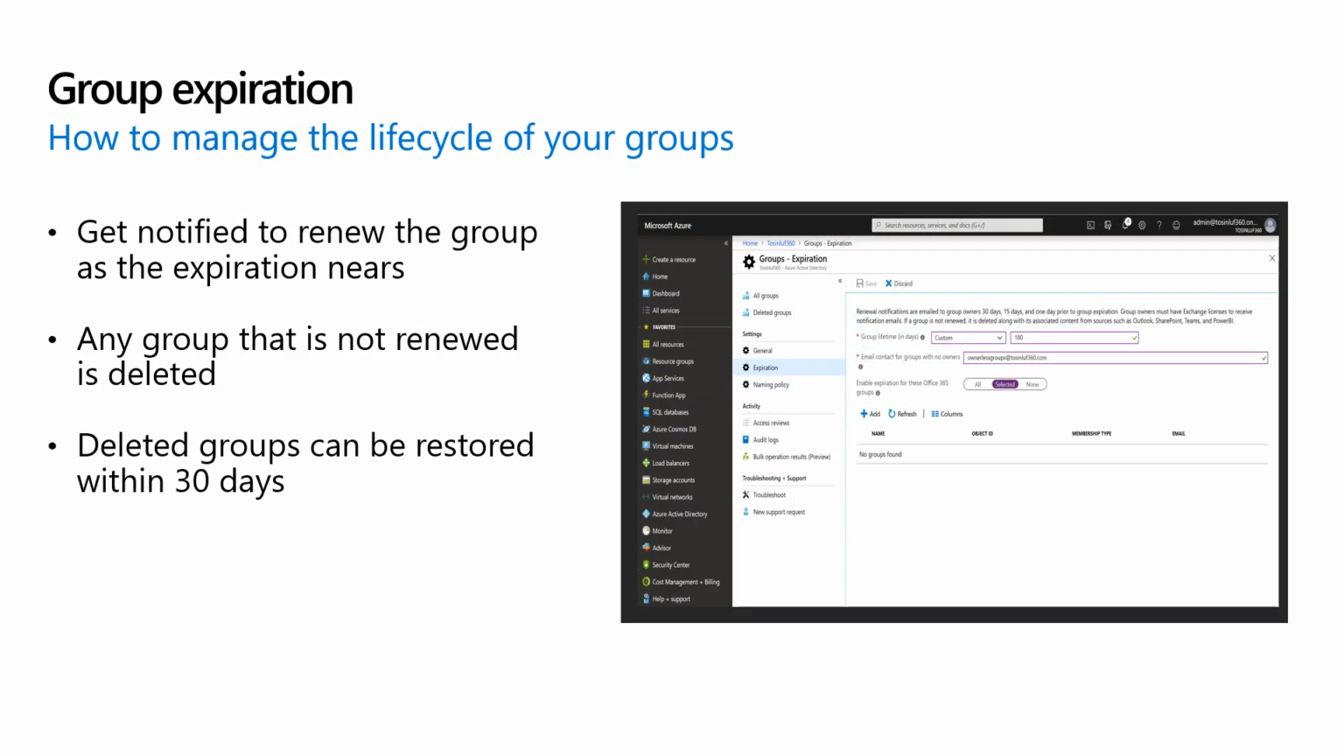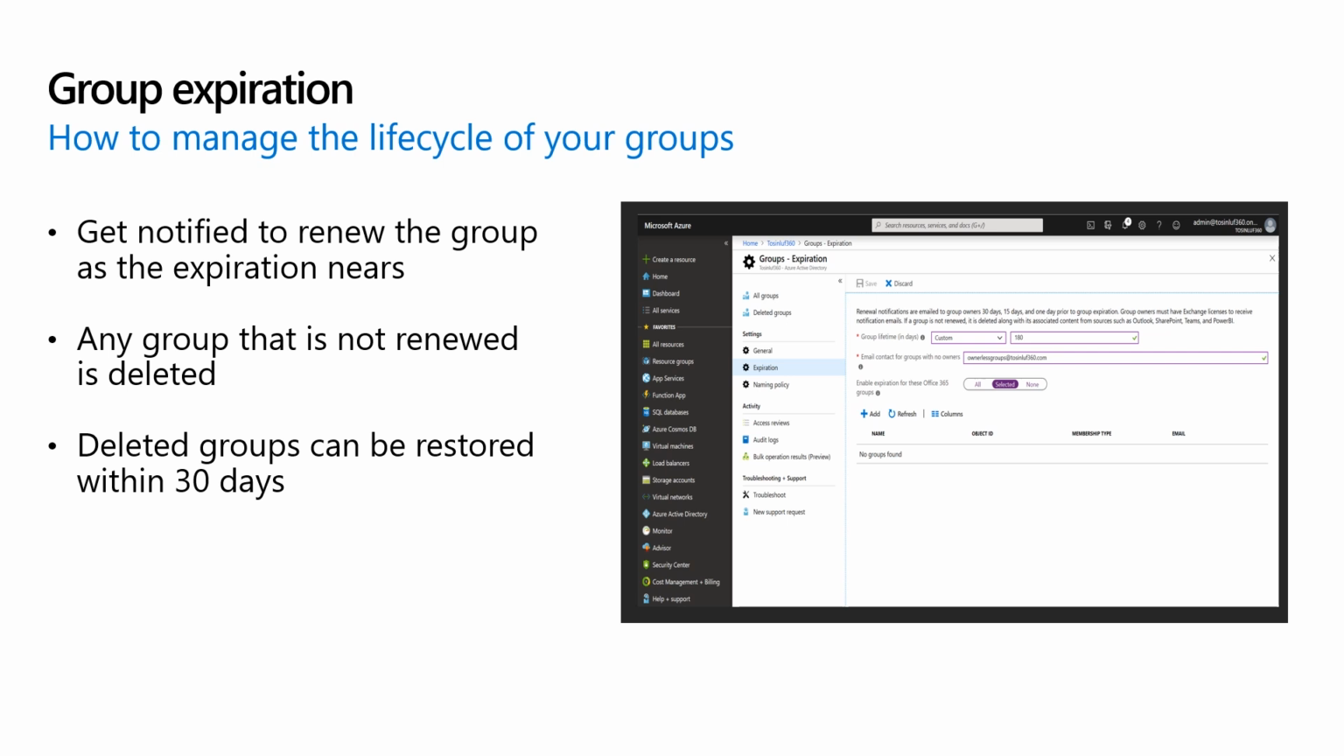Another effective measure to manage groups in your organization is to use group expiration policy. Once you set a group to expire, owners of the group are notified to renew the group as the expiration nears. Any group that is not renewed is deleted. Any Office 365 group that is deleted can be restored within 30 days by the group owners or the administrator.